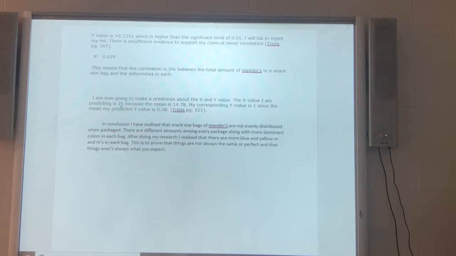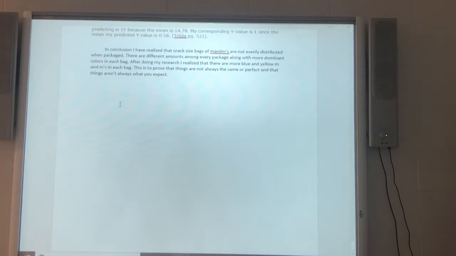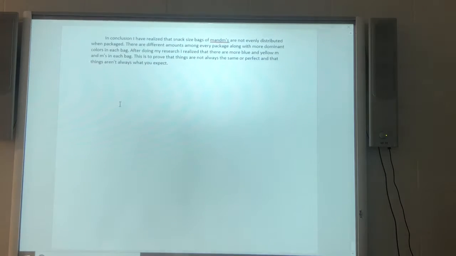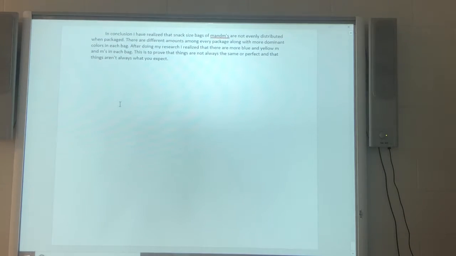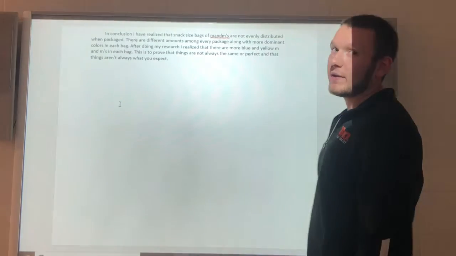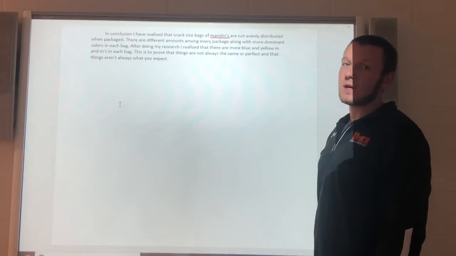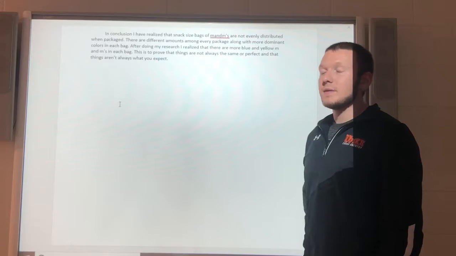So now I'm going to make the prediction. My x value I predicted would be 15 because 14.78 is closer. For my y value I predicted 1 because it was 0.58 and it's closer to 1 than 0.